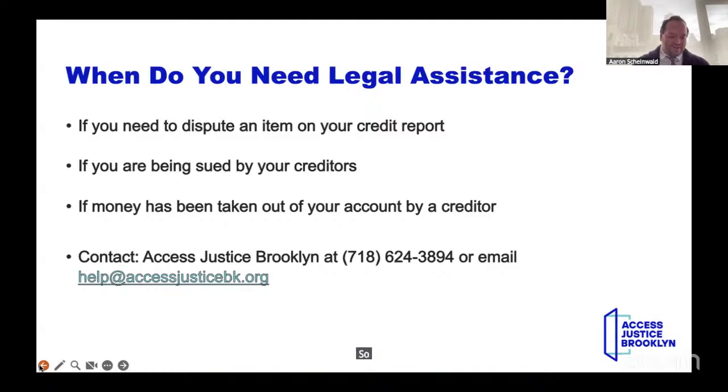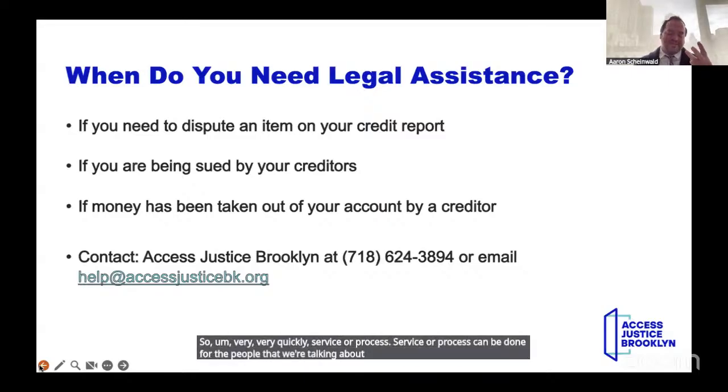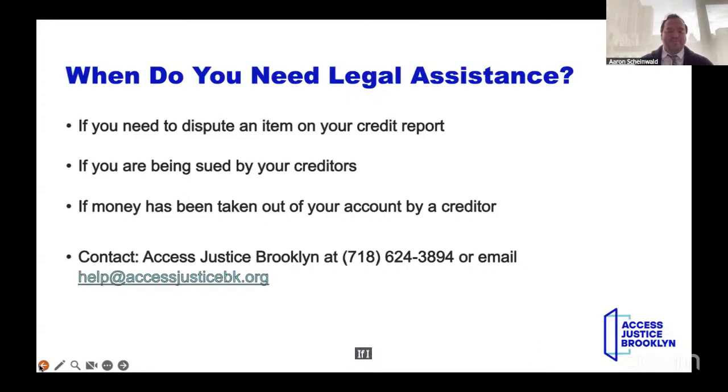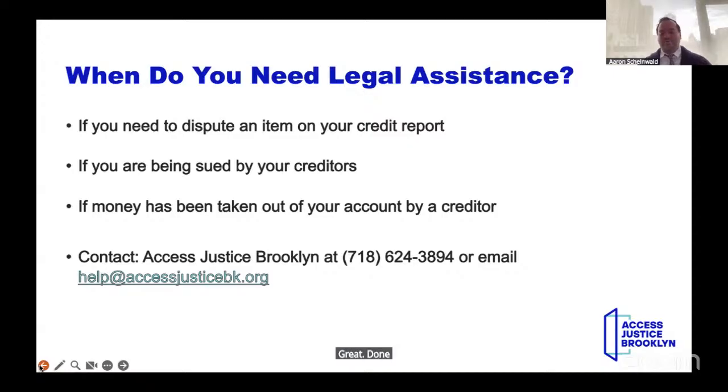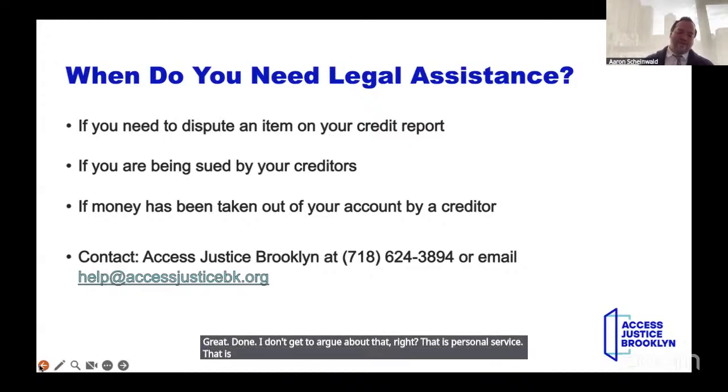So very, very quickly, service of process. Service of process can be done for the people that we're talking about basically in three ways. One is you find somebody, right? If NEPA is suing me, right? And NEPA hires a process server, and the process server finds me out on 73rd Street and Lex in Manhattan and hands me the papers. Good service, right? I am found, they gave me the papers. Great, done. I don't get to argue about that, right? That is personal service. That is section 1 of 308. You can do that anywhere that the person may be found.